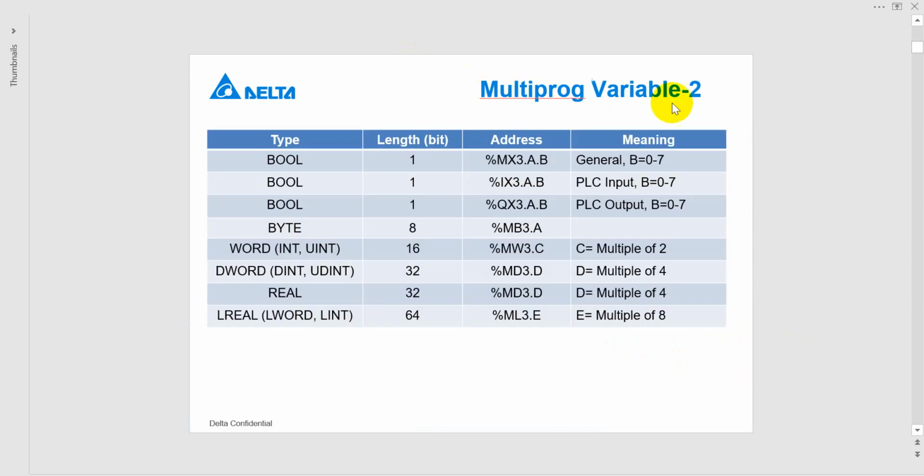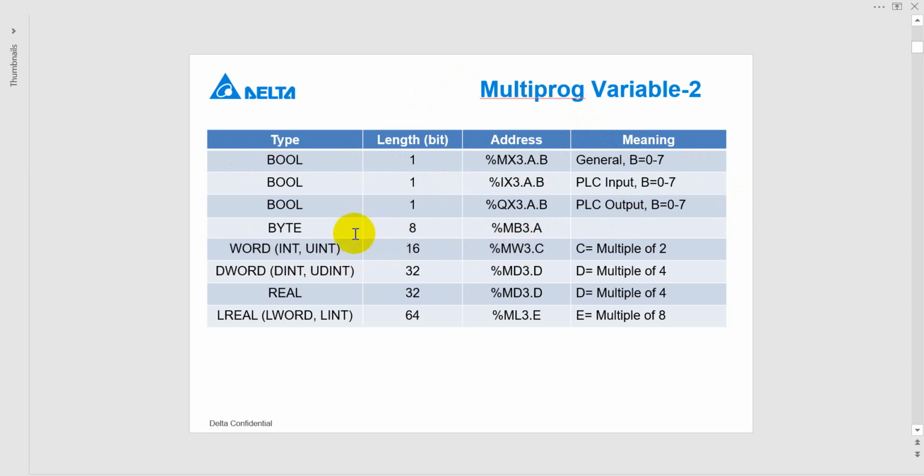Okay, here I'll show you the variable rule. As I mentioned, a Boolean device is only 1 bit in length. You can see that in Multiprog the define will be 1 byte, so you can see it goes from 0 to 7, which means 1 byte. And here you can see word.